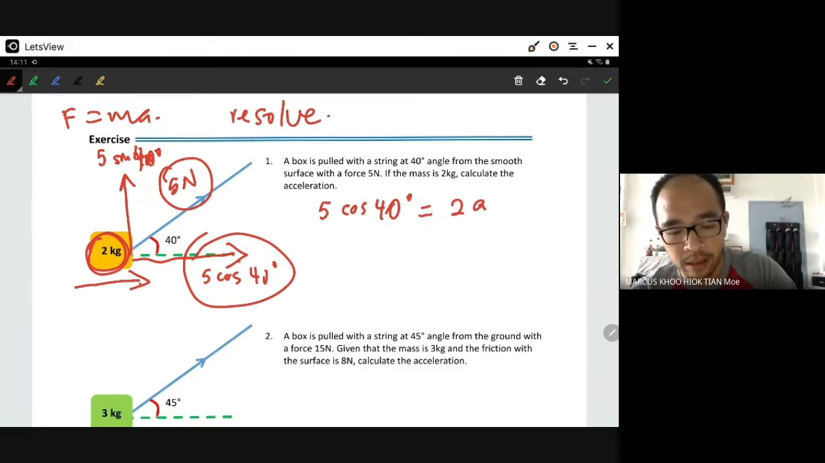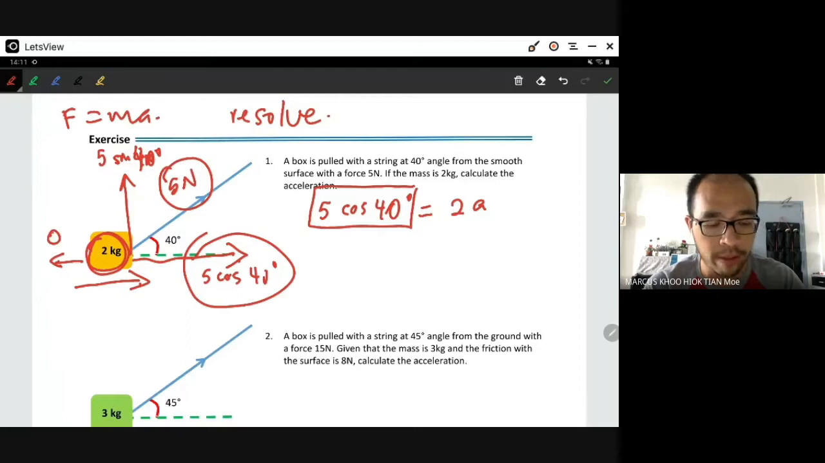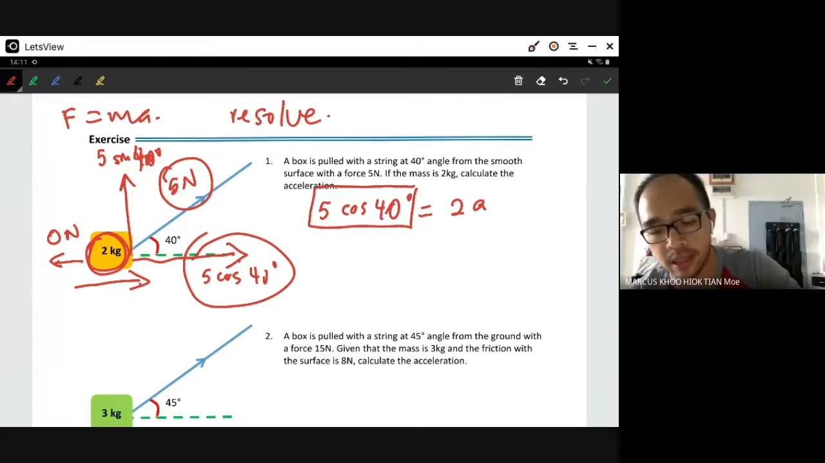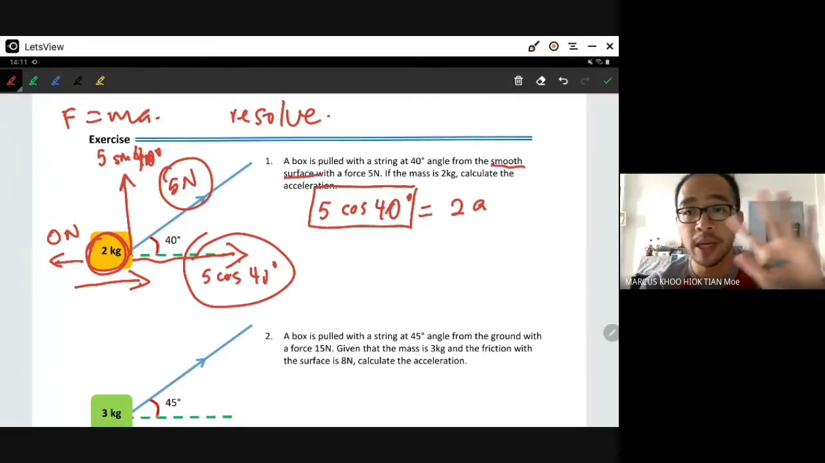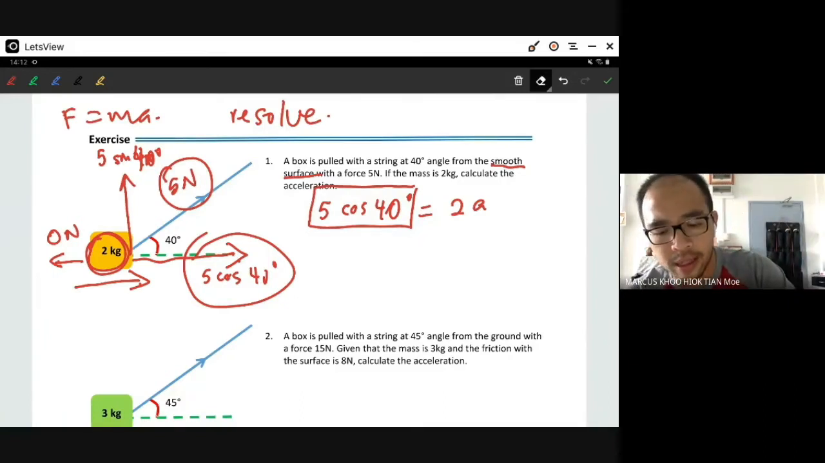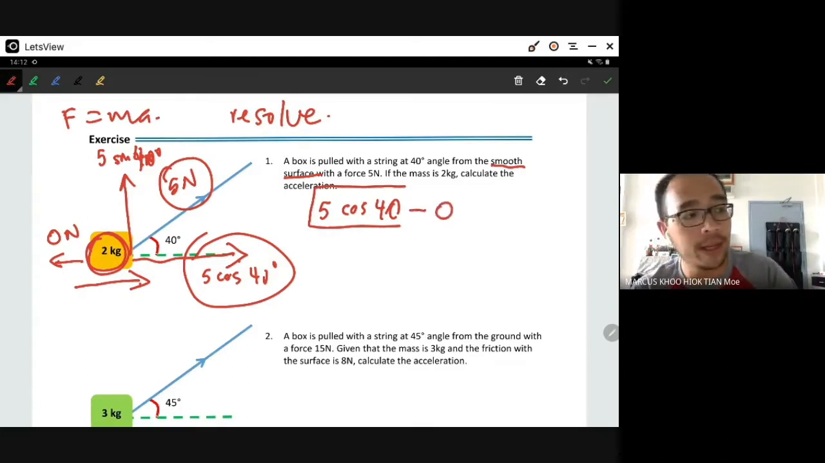Why is the resultant force only 5 cos 40? Why is there no force pushing to the back? Why is there no force to the back? Can anybody tell me? Because it's a smooth surface. Smooth surface means we don't need to think about the back. But let's say you really want to write it nicely, you can write 5 cos 40 minus 0, because 0 is the frictional force, equals 2 times a.